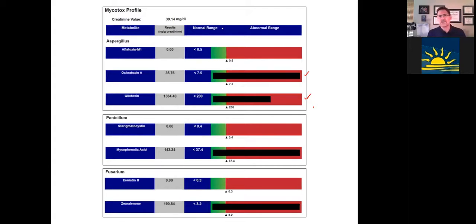I've actually had scenarios where every marker on page 1 of the OAT was totally normal, but a person had high mycotoxins.